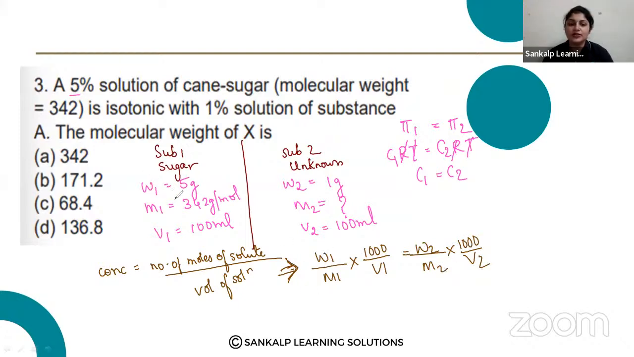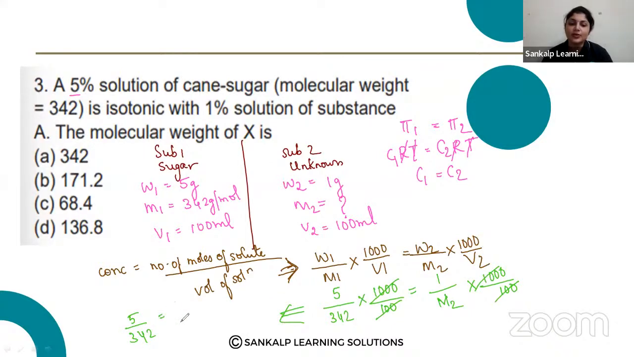Now let's fill in what is given. W1 is 5. M1 is 342, into 1000, and V1 is 100, equals W2 which is 1. M2 we don't know, so write it as M2 into 1000 and V2 is 100. So the 100s cancel, and the 1000s cancel. It will be 5 by 342 equals 1 by M2.